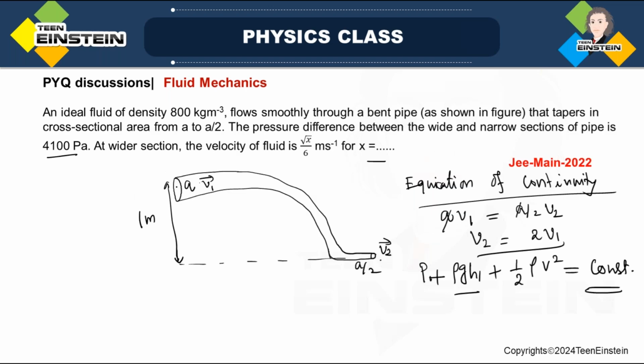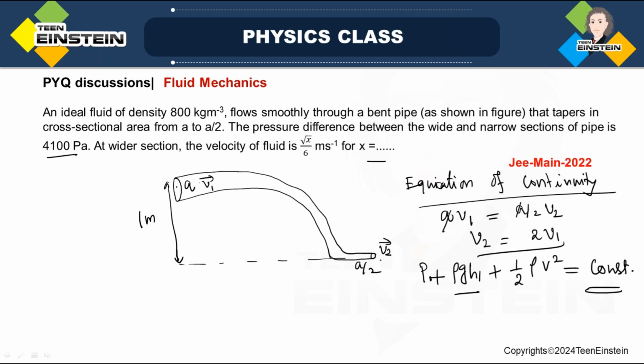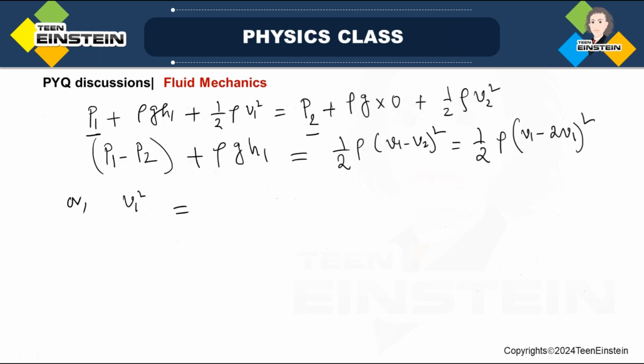I see the density of the fluid is 800. I'm sorry, so that is given, 800. Okay, let me just clean it. So density is given, I can put the values later. So here, what is that pressure difference? 4100. So pressure difference is that.